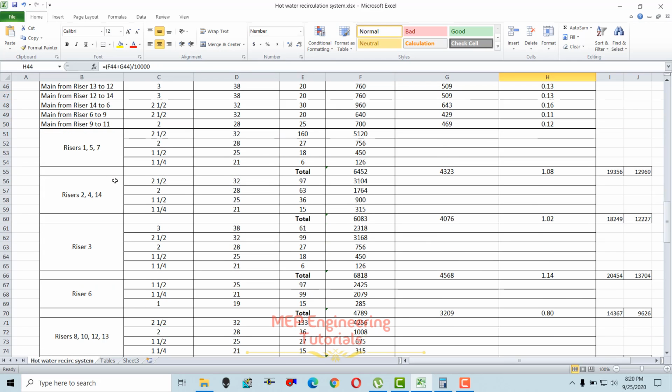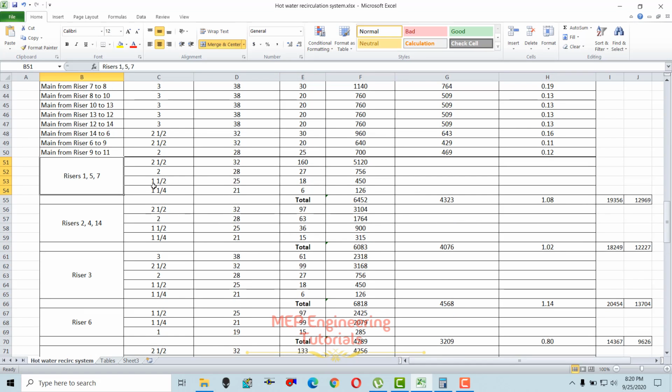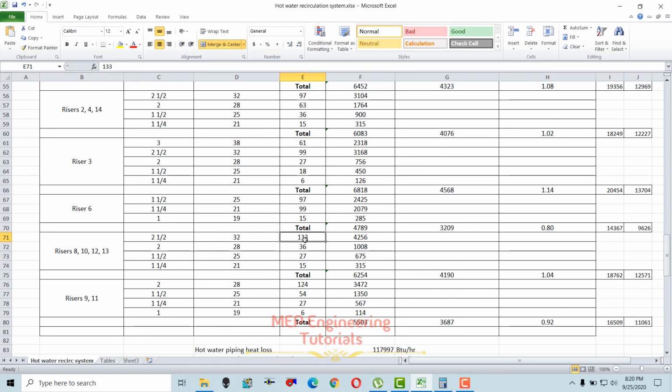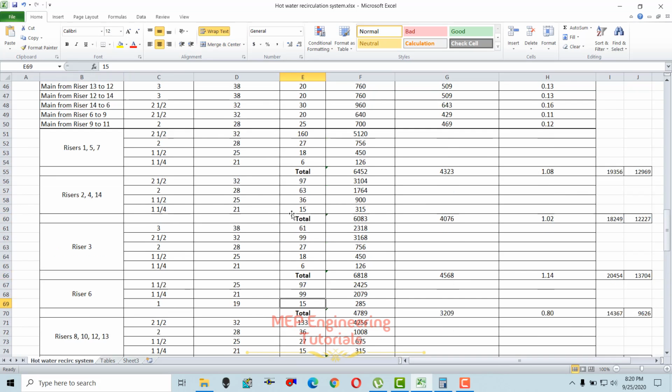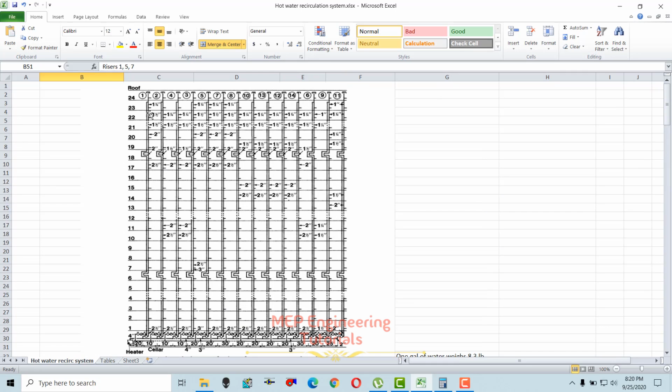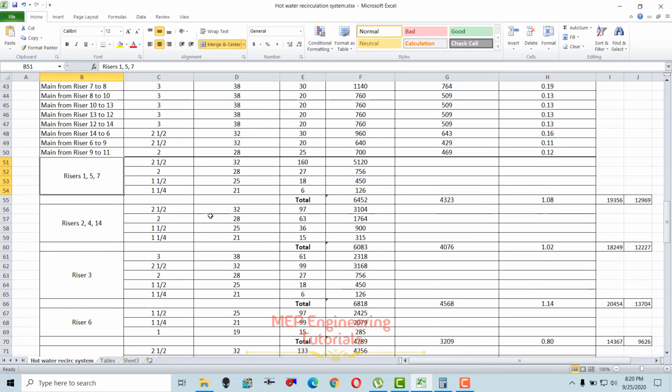So this is done. After that we'll go for the risers. So if you see riser 1, 5, 7, I write it combined because the length was the same. That's why I write 1, 5, 7 together, and 2, 4, 14 I write together because of the length. So I have written together all of these just because of the length. So if you go for riser 1, 5 and 7, you have to check their lengths from the AutoCAD plans and you have to write the lengths accordingly.